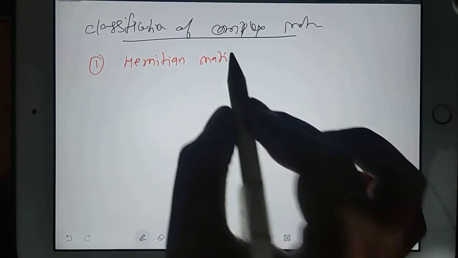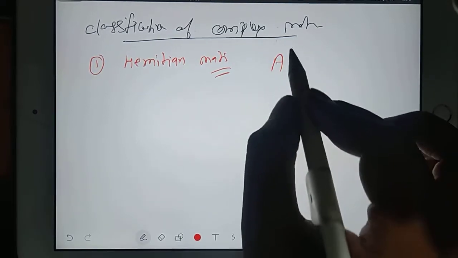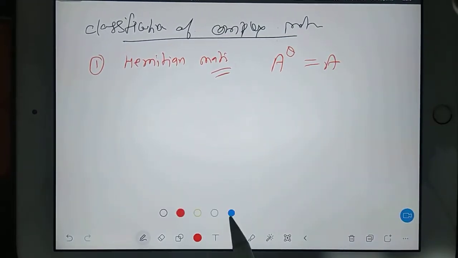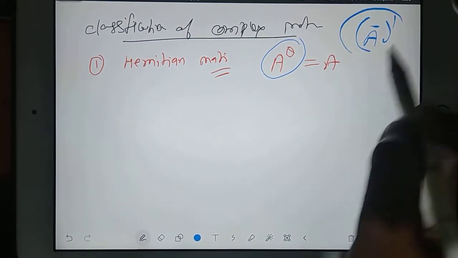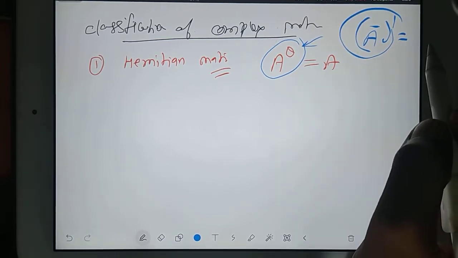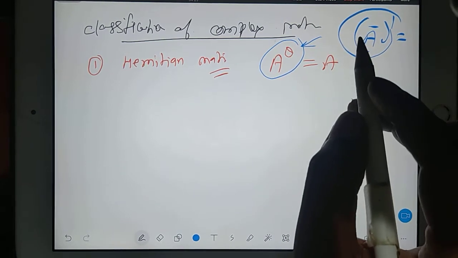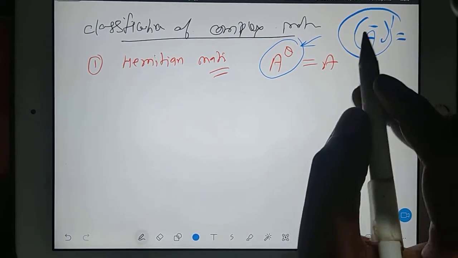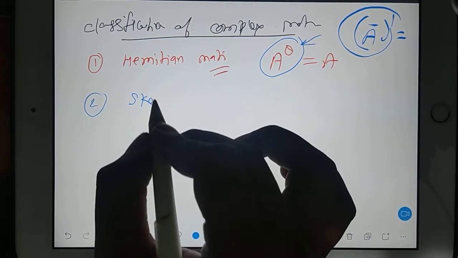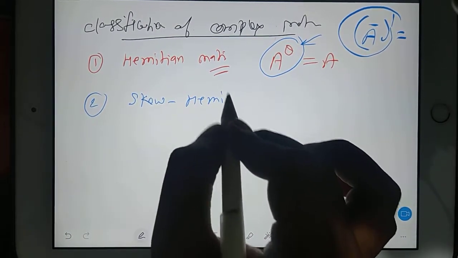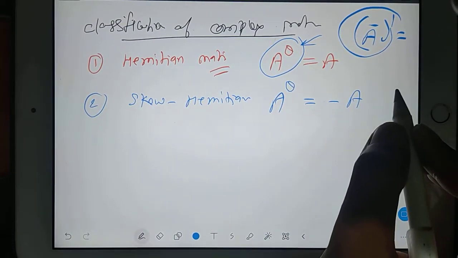Hermitian matrix. What is the condition for Hermitian matrix? When you are finding A power theta is equal to A, try to recall what is A power theta. First you find the bar, and then you find the transpose. This total thing we call A power theta. So when you find A power theta, and if it comes equal to A, then your matrix will get a special name, that is Hermitian matrix. And the same matrix is known as skew Hermitian if you find A power theta but your answer comes as minus A.